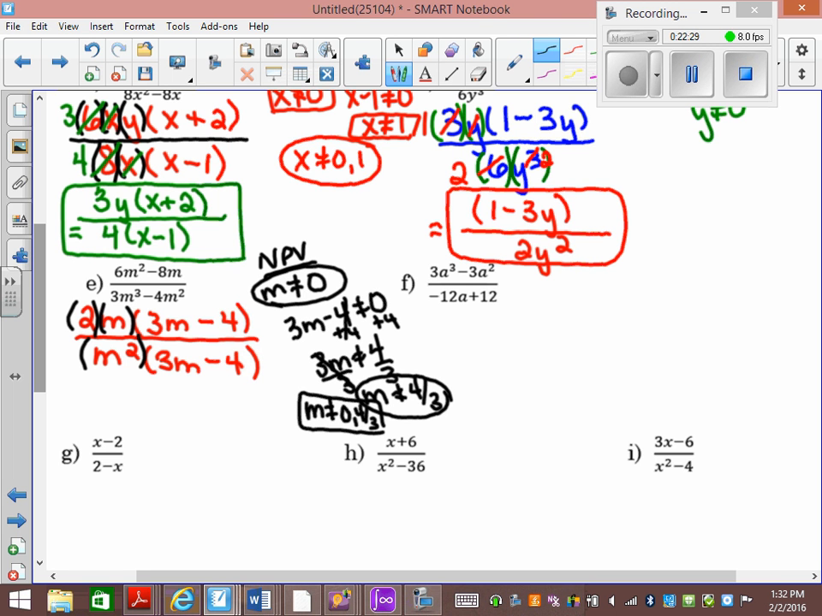Now, Mason, what can I cancel off? The 3m minus 4. Then you can take out 1m. And so then we're just left with 2 over m.